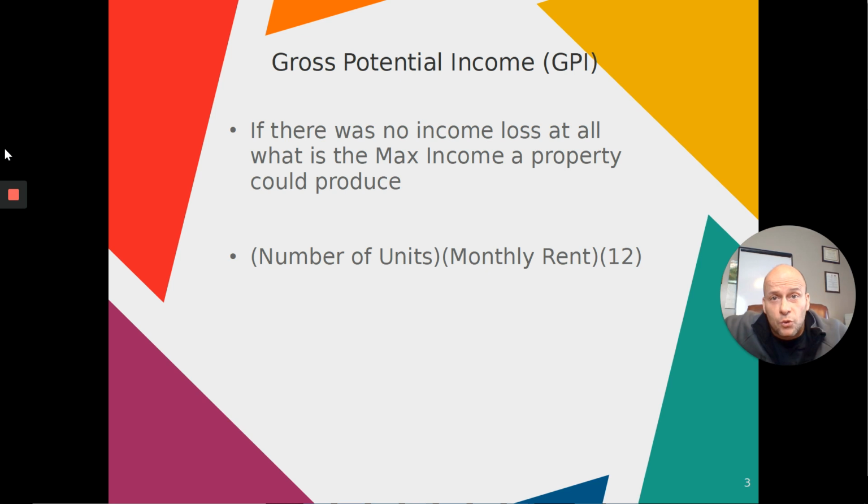Gross potential income, or GPI, is the max amount of income that the property has the potential of producing. In the perfect world, the property would never be vacant, and your clients would always pay and pay on time. This is what the GPI is. To calculate the GPI, you simply multiply the number of units by their monthly rents, and then multiply that by 12 to get the annual GPI.